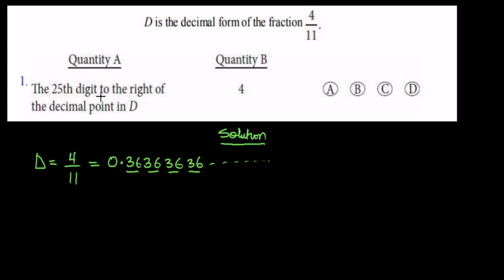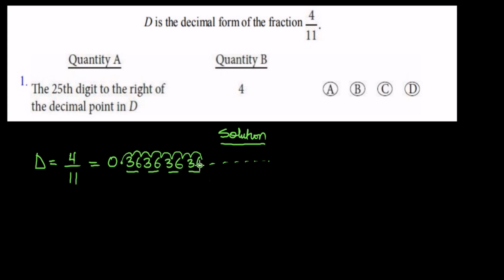Now that we know that this repeats itself indefinitely, the first thing we need to do is to determine the 25th digit. The 25th digit implies that you move from the decimal point to the right until you get to the 25th digit. So in this case, this is the first digit, this is the second digit, third digit, fourth digit, fifth, sixth, seventh, eighth.